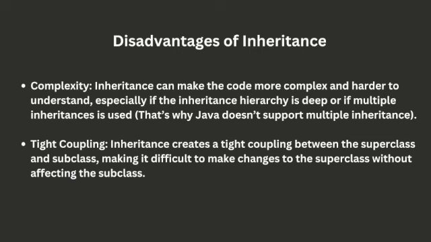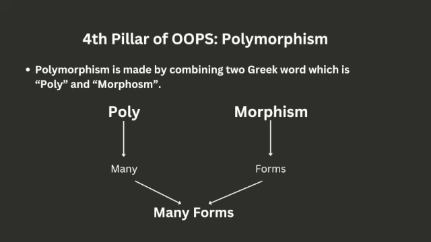Now let's talk about the fourth pillar of OOPS, which is called polymorphism. Polymorphism is a Greek word which comes from two different words: one is poly, the second is morphism. Poly means many and morphism means forms. So polymorphism in short means many forms.